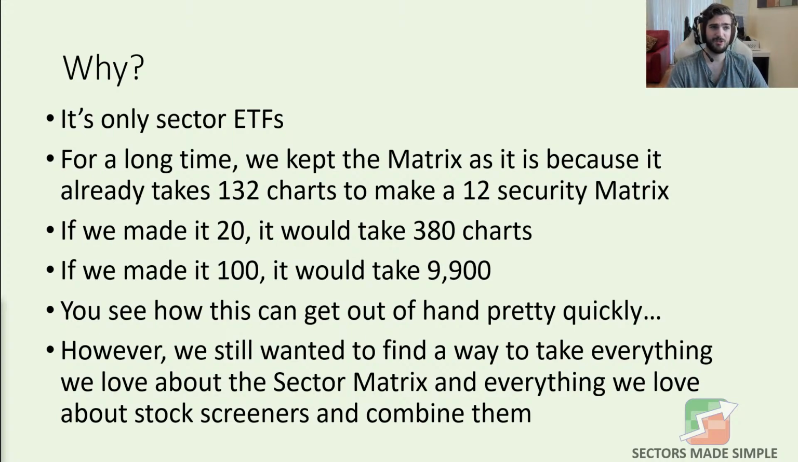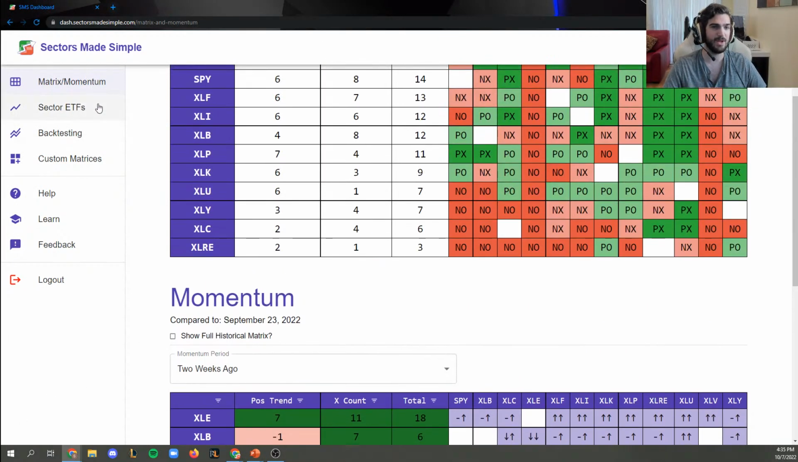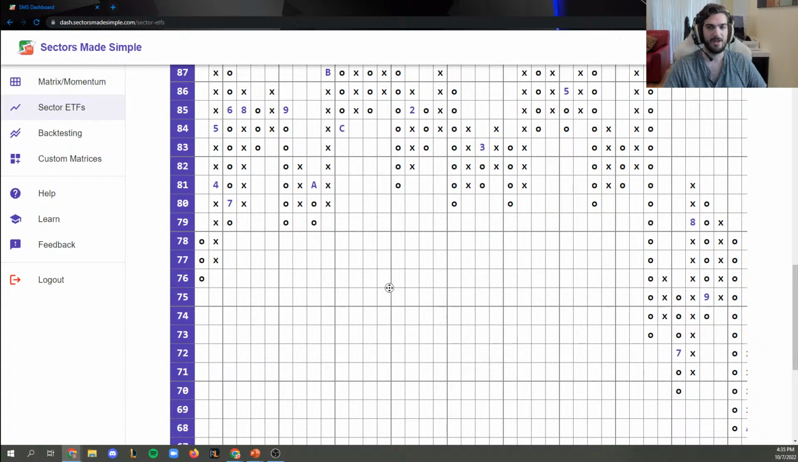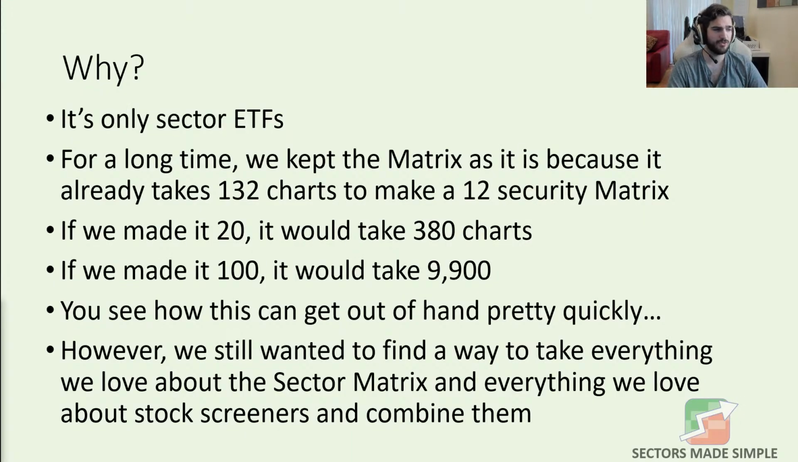Now, we're not just creating the matrix. Every day we go through and we create these momentum tables and we update the sector ETF charts and all of the relative strength charts. So it's not just 132 charts. There's a lot that has to go on behind the scenes. And because of that, there's a reason that we've limited the matrix to 12 different securities, 12 ETFs. It still gives us a whole picture of the S&P 500, but in a group that is much more manageable for us to do relative strength.